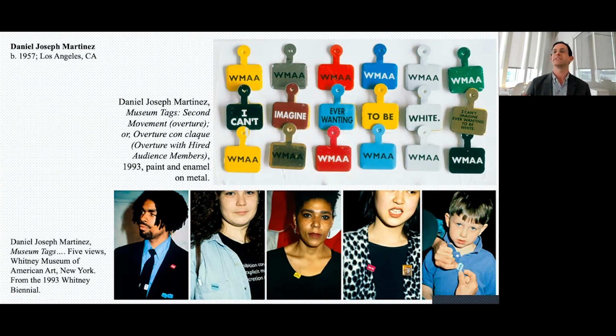Some read this as a kind of indictment, a kind of slander against the idea of being white, particularly in the 90s, in the era of identity politics. But I think the phrase itself actually is about the idea of imagining what it is to be white.